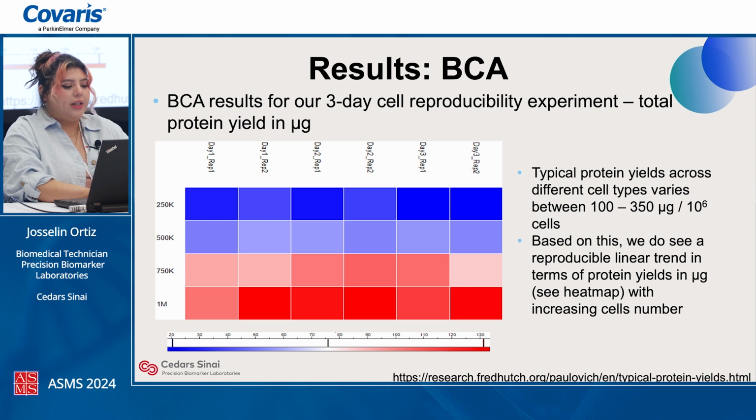And so we saw for 250,000 cells as our starting cell population, if you look at the scale here, you can kind of see what our results were. So for this one, it was around 25 micrograms, and you can see that the color is pretty consistent throughout the different days, and that holds true for the other cell populations. So for 500,000, it was around 50. So we basically got around a 10% recovery for our experiments.